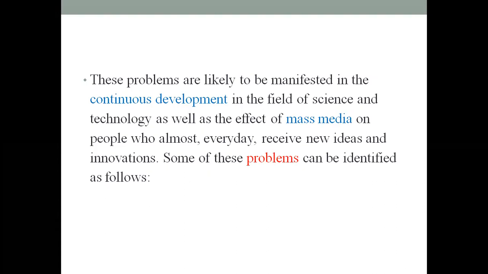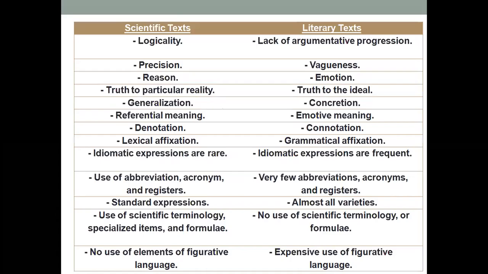mainly literary translation. Scientific texts are usually logical and reasonable, lexical, denotative meaning is used, idiomatic expressions are rarely used, there is limited use of figurative language, and so on, while literary texts are characterized by emotionality, vagueness, lack of argumentative progression, the extensive use of figures of speech, and so on.